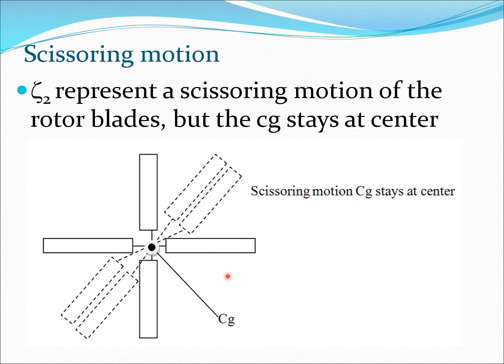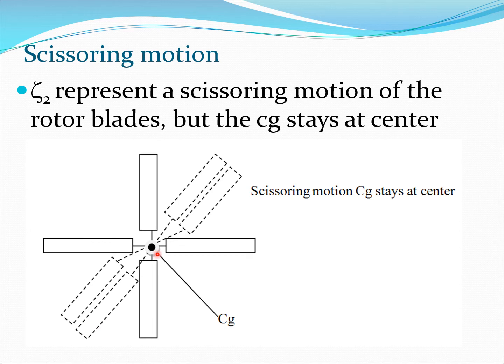Now what about zeta 2? Zeta 2 represents a case where there is a scissoring motion of the rotor blade. So essentially one of them is going like this, one of them is going like this, and so on. So essentially the result is that the four blades finally take the positions given by the dotted lines here. And the result of this scissoring motion is that the CG still stays at the center.